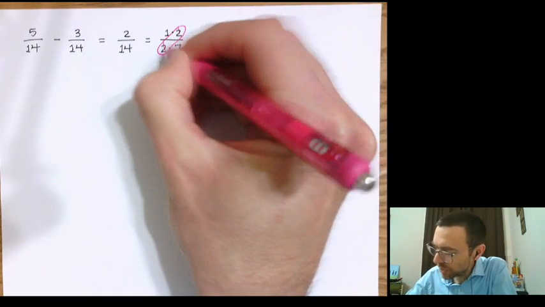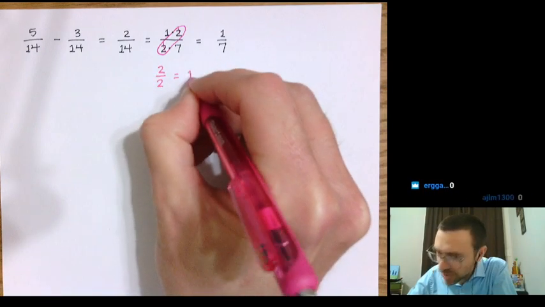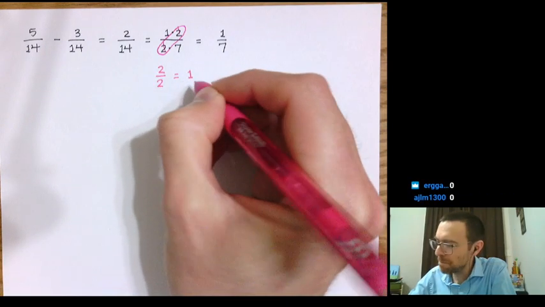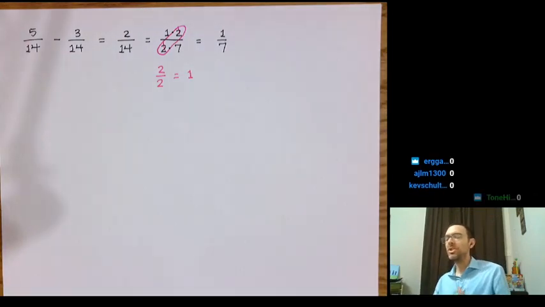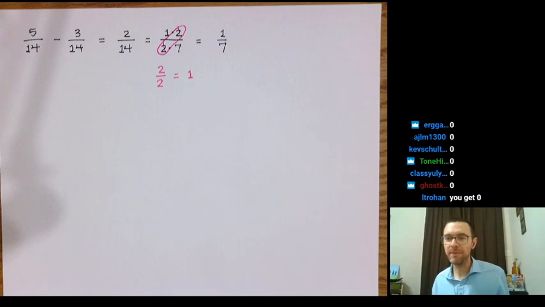So the 2's reduce, because what's really going on is that we're saying that 2 over 2 is equal to 1. And so what you're really doing is dividing out a form of 1, which doesn't change anything.